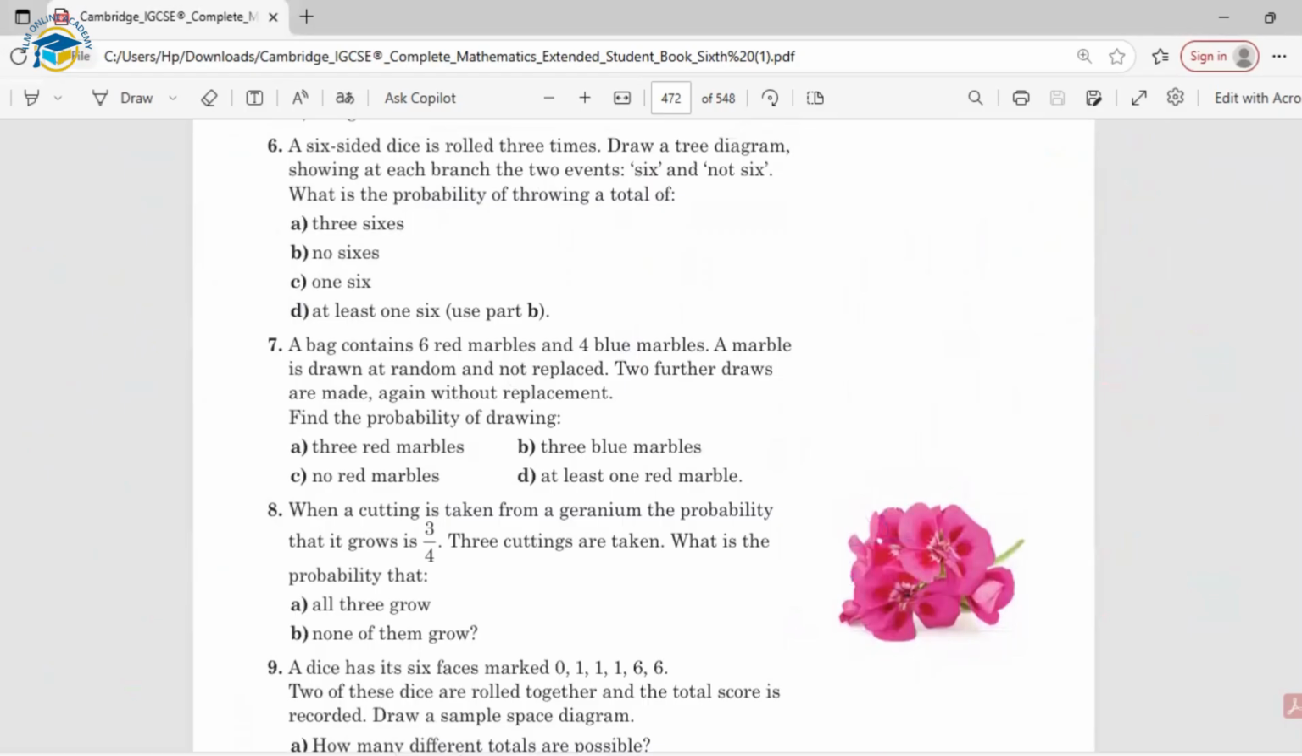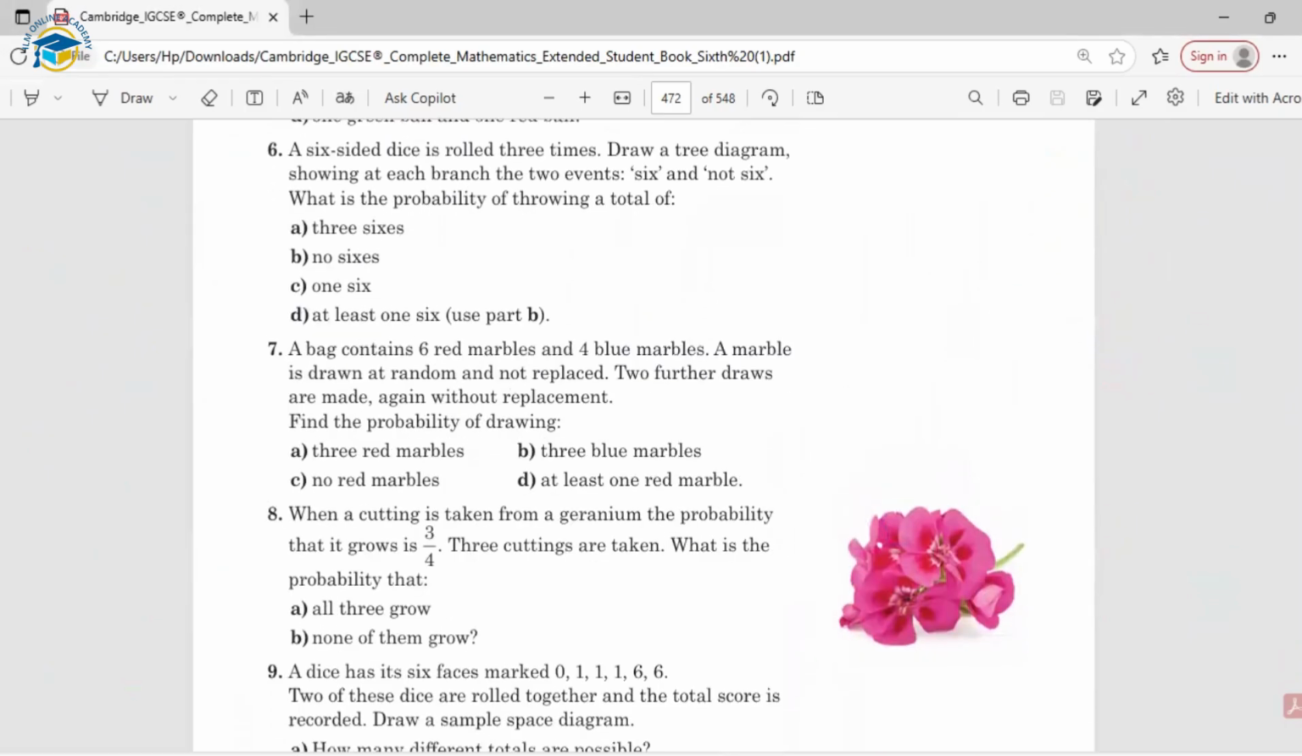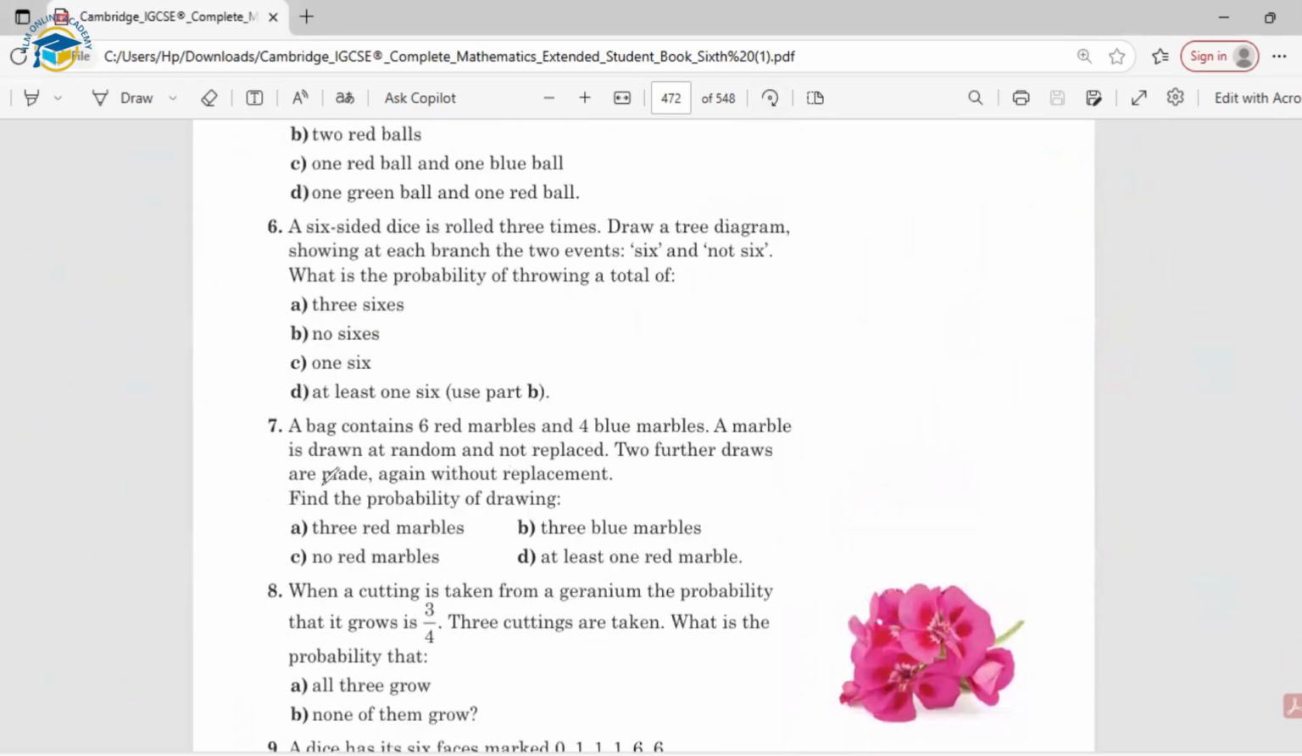Now moving towards part number 7. In part number 7, they're saying that a bag contains 6 red marbles, 4 blue marbles. So two types of marbles are there, red and blue. Then they're saying a marble is drawn at random and not replaced. They're drawing a marble and they're not replacing it back. It means that your total will change this time. Total, your marbles are 10.